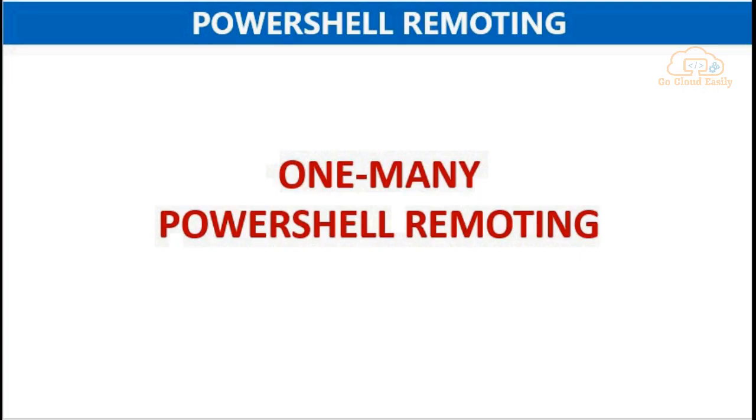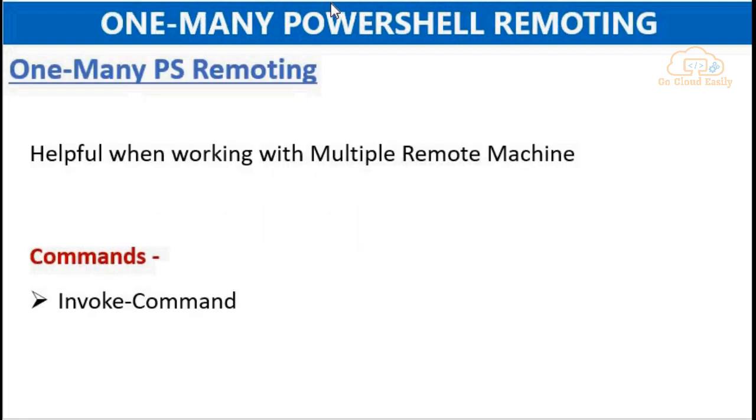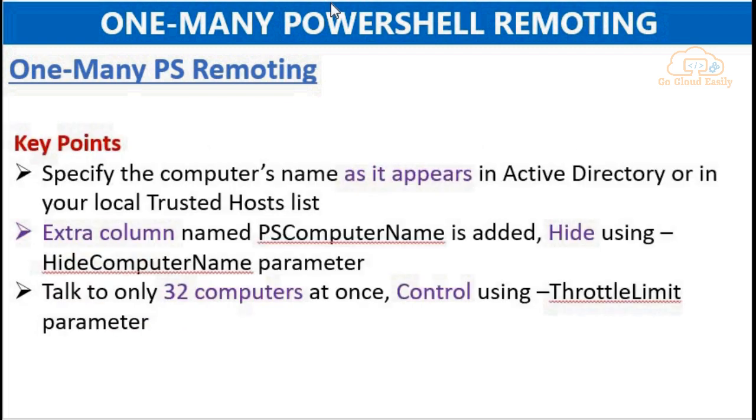All right. Next one is one-to-many PowerShell remoting. It is very helpful when we have to work with multiple remote machines at the same time. The command used for one-to-many PS remoting is Invoke-Command. Now some points that we should remember about one-to-many PS remoting: we need to provide exactly the same computer name as it appears in Active Directory or in the local trusted host list, right?